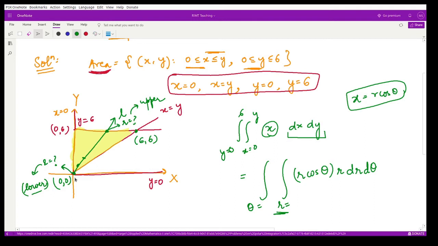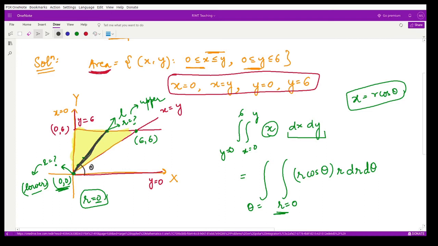Now you have to determine what is the value of r here. At the point (0, 0), the value of r is equal to 0, because we measure the distance of r from the origin, and at the origin the distance would be 0, so your lower limit is going to be 0. And for the upper limit you have to determine what is this whole distance, right? For that you can use trigonometry.